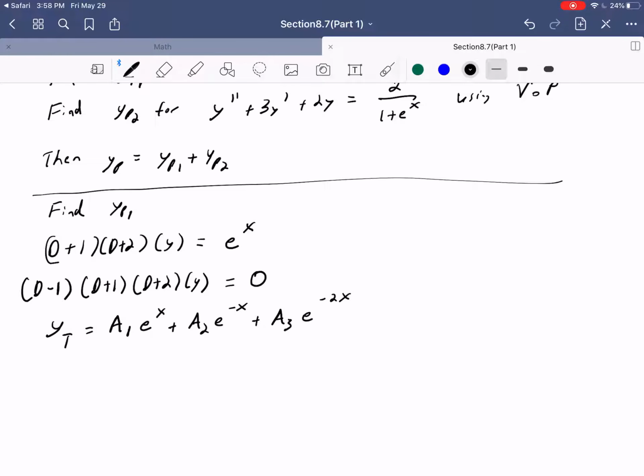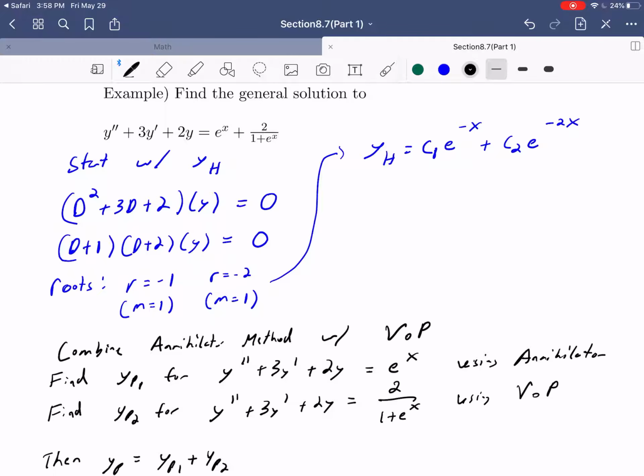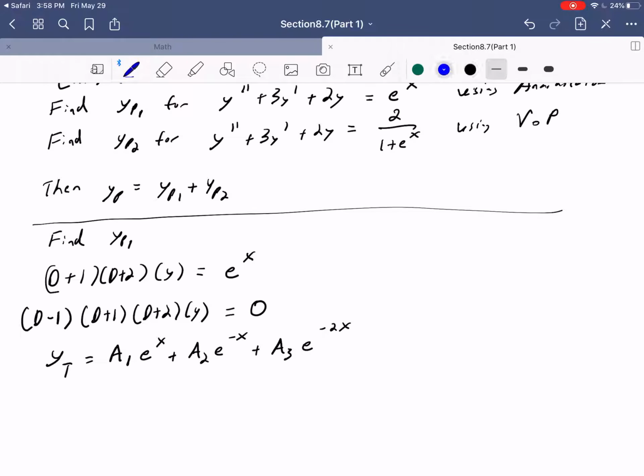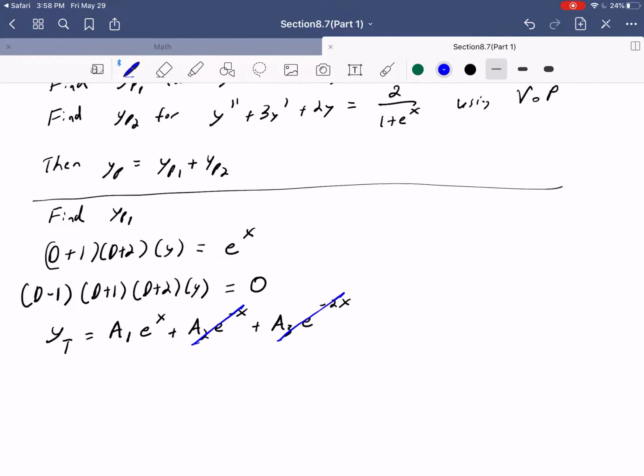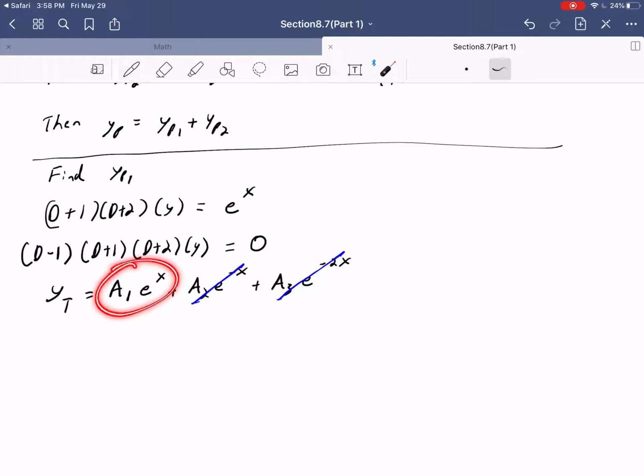Do we need all these components? Well, if we look back up here, e to the negative x and e to the negative 2x are parts of our homogeneous solution, so we don't need those guys. So we know that our trial solution is really just going to be of this form. So we're just going to use y sub t equals a1 e to the x.